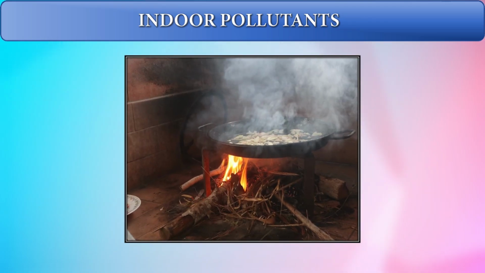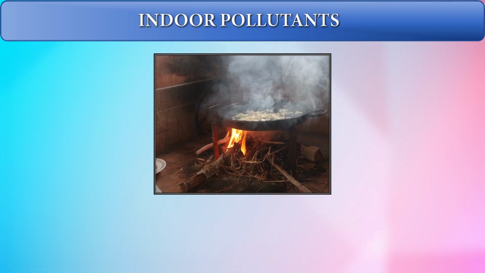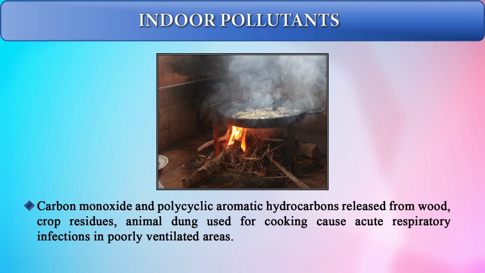Then now this is a figure which is showing that a person is cooking something in a big pot, and here they are using the plant based material and also wood and charcoal. So here carbon monoxide, polycyclic aromatic hydrocarbons, they all can be released from the wood, from crop residues, from animal dung also, which is used for the cooking, and they can cause the respiratory infections in poorly ventilated areas.